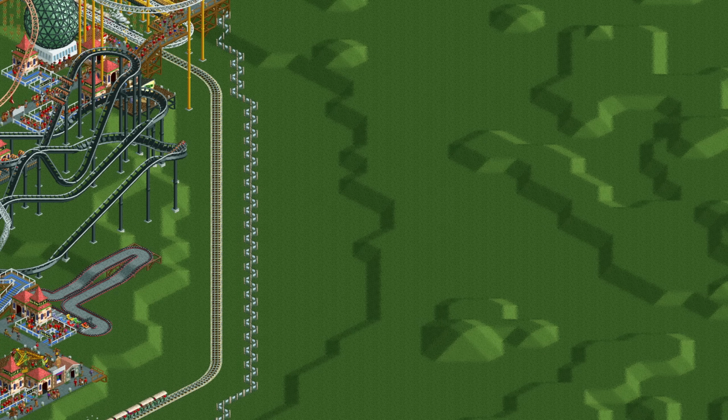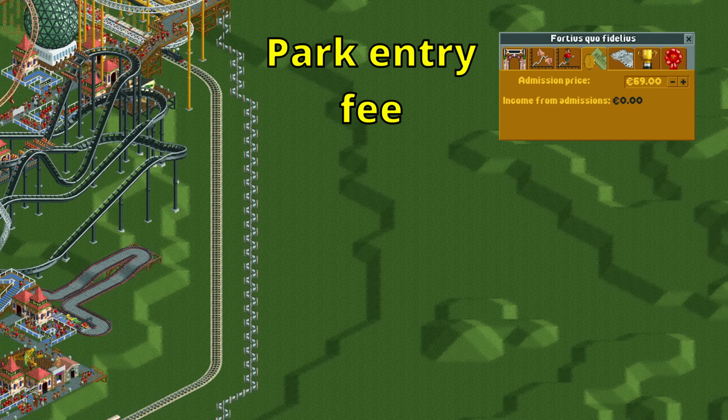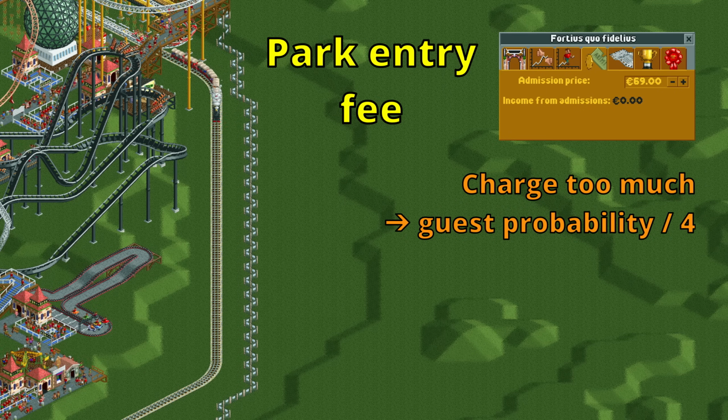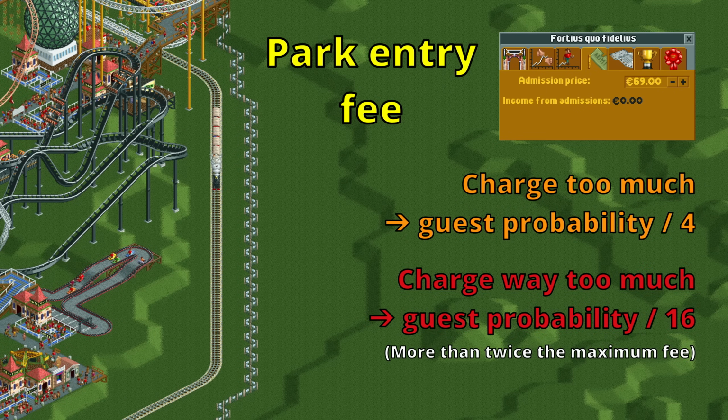The next factor is the park entry fee. In my previous video we saw that if you charge too much, your guest probability will be divided by 4, and if you charge way too much, it will be divided by 4 again. If you use the rule of thumb to charge 10 euros per coaster or 3 flat rides, you will mostly be fine. If you want more details, you can watch that video, link in the description.